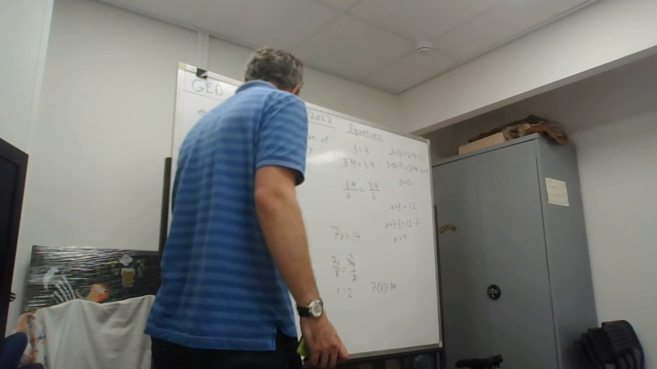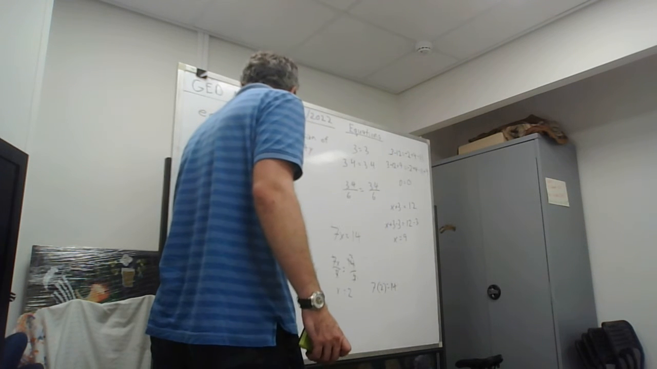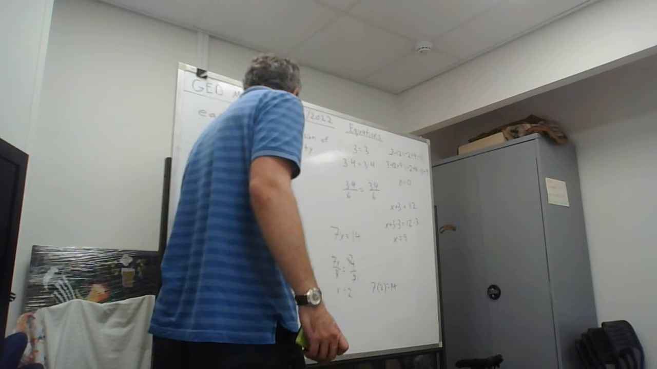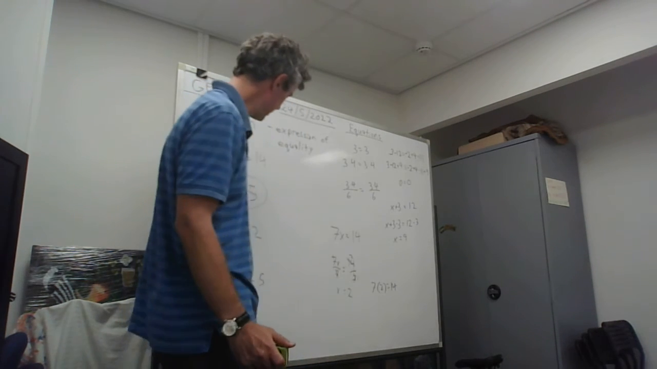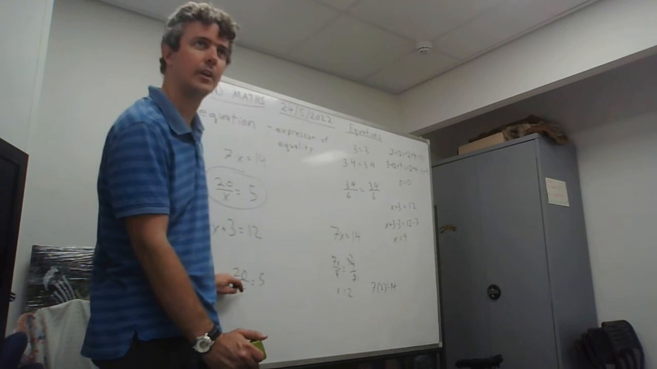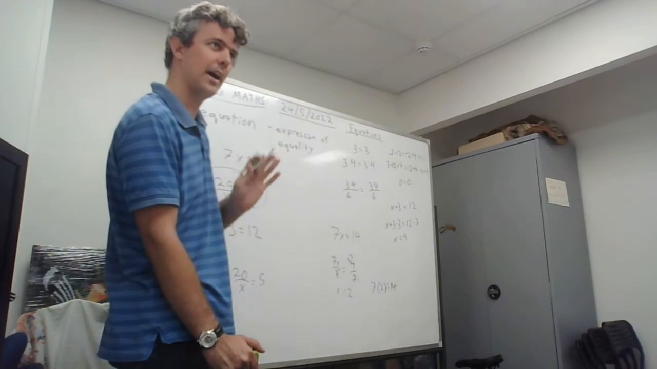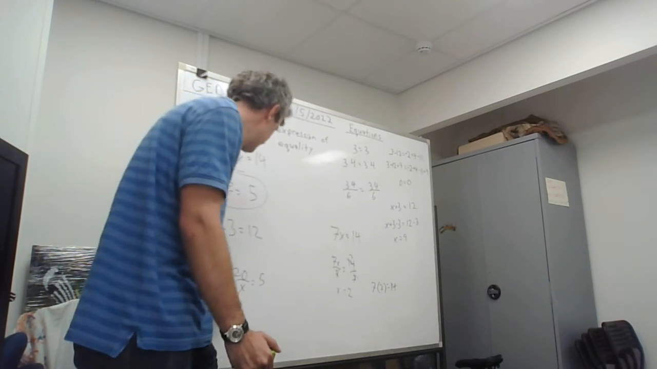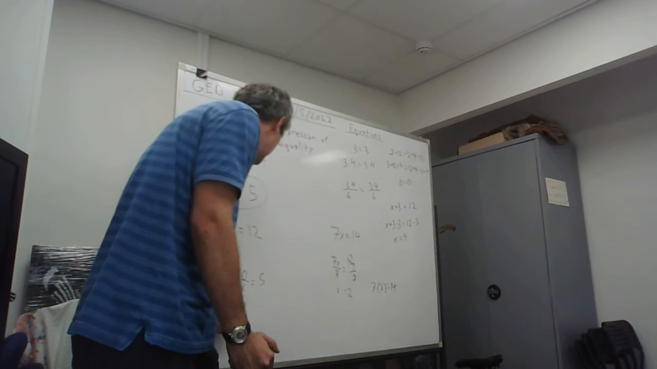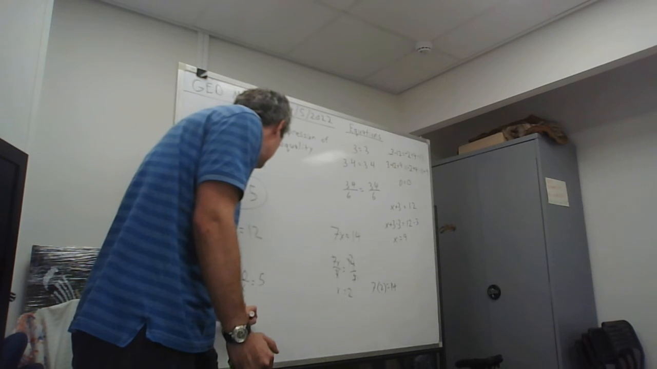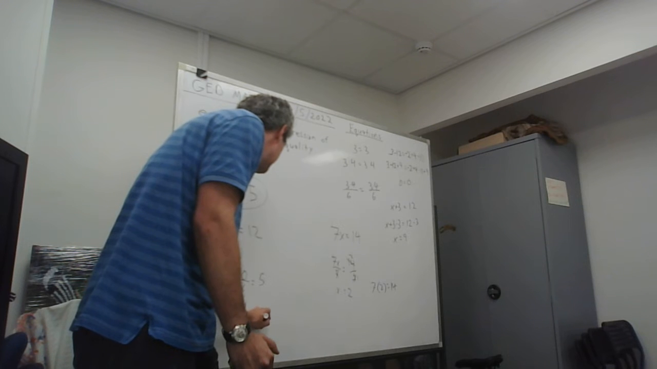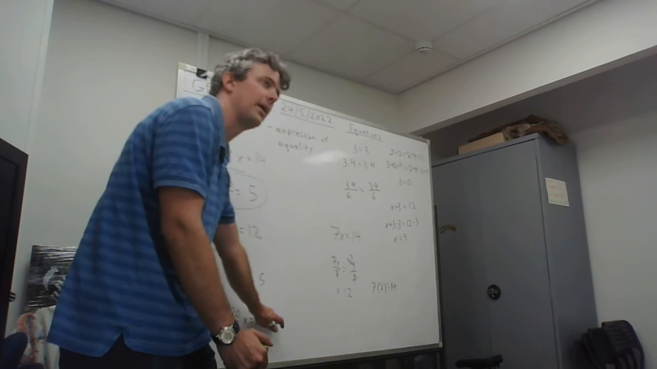How about this one? We have 20 over x equals 5. Okay, now I don't want an x on the bottom. I want an x on the top. That's right, so we multiply both sides by x. Okay? So 20 over x times x equals 5 times x. Okay, we multiply both sides by x.